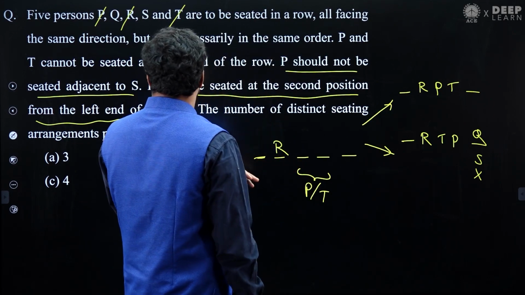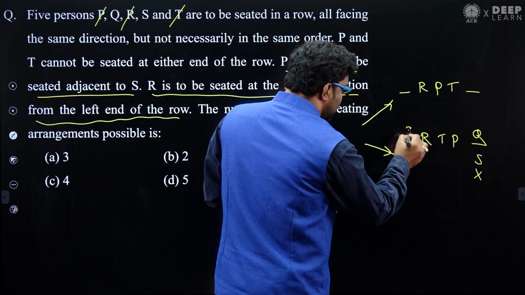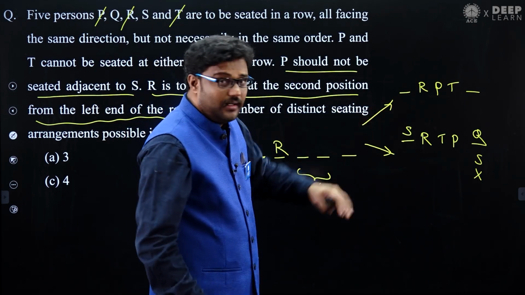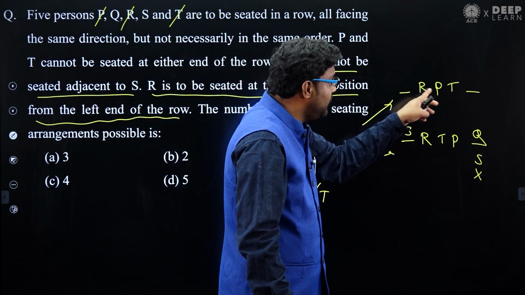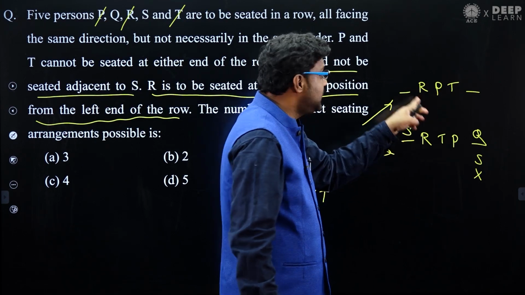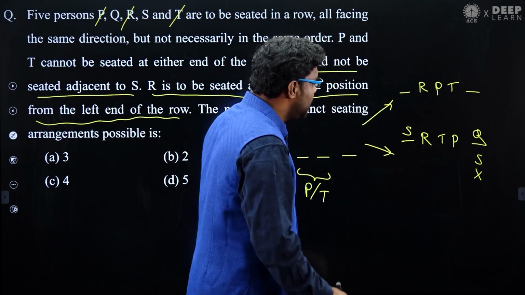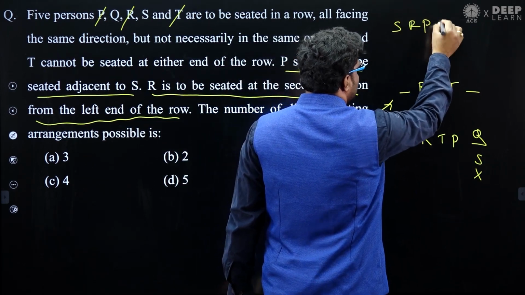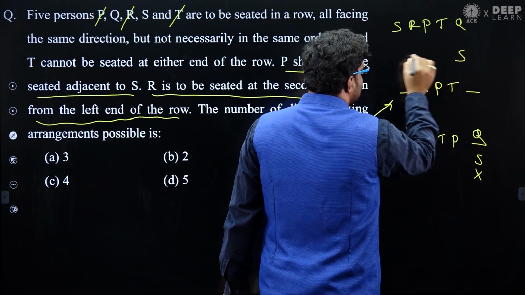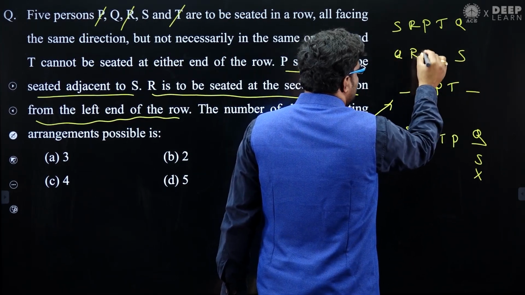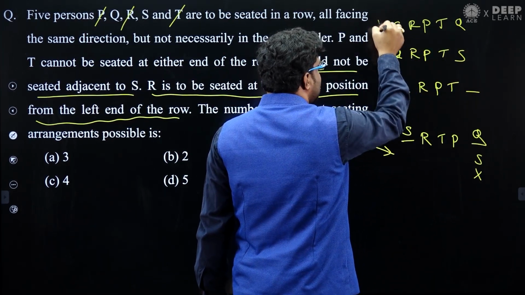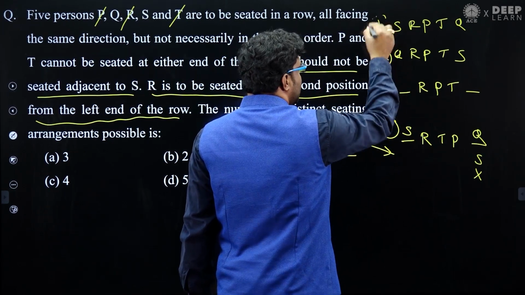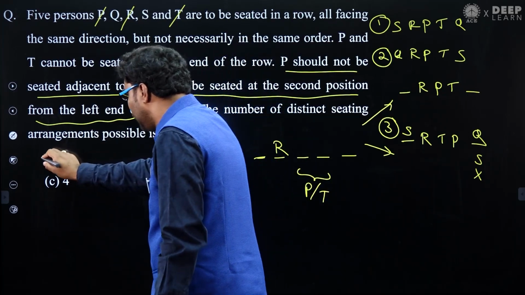As Q is already done, now we can place S here. That's one arrangement. P is already in this, S is not adjacent. So S may be here, S may be here. First S here, next S here. So this is what? Total 3 arrangements, my dear friends. So first one, second one and third. 3 possibilities altogether. Answer is 3, not 4, 3 only.